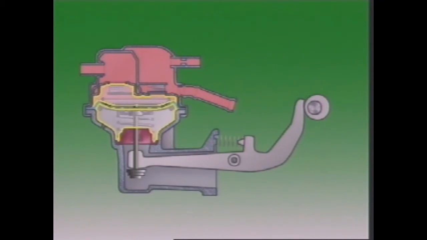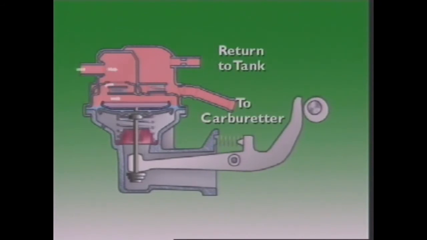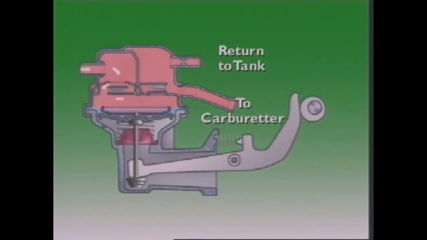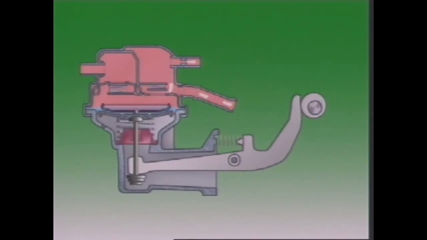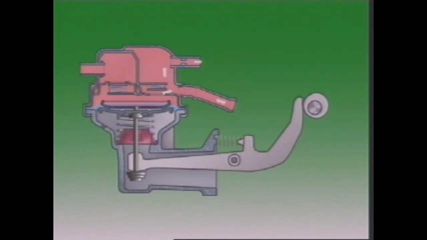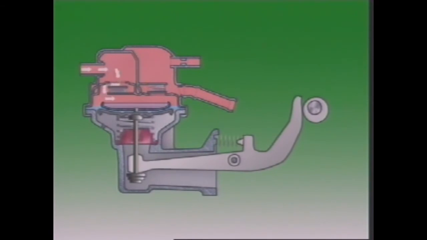This diaphragm is operated by an eccentric on the camshaft. It rotates, making the rocker arm move. This movement is transferred to the diaphragm, pulling it down. That draws fuel into the pumping chamber above the diaphragm. The diaphragm spring moves the diaphragm up, and this forces fuel from the pumping chamber out of the pump and into the carburetor.